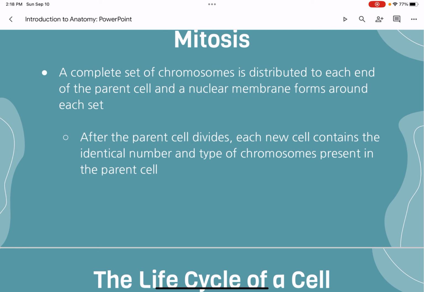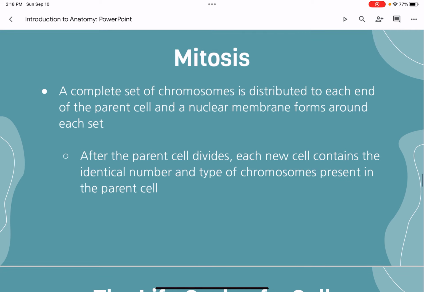Mitosis ensures that during cell division, all the genetic information contained within the chromosomes is precisely distributed to each new cell. Mitosis occurs when a complete set of chromosomes is distributed to each end of the parent cell and a nuclear membrane forms around each set. After the parent cell divides, each new cell contains the identical number and type of chromosomes present in the parent cell.